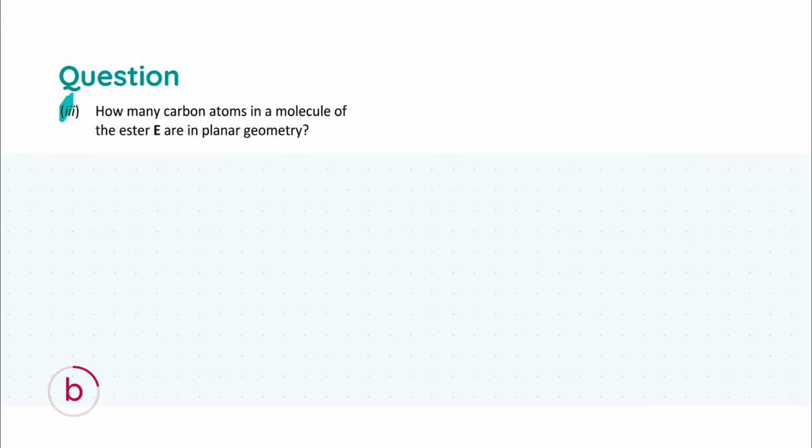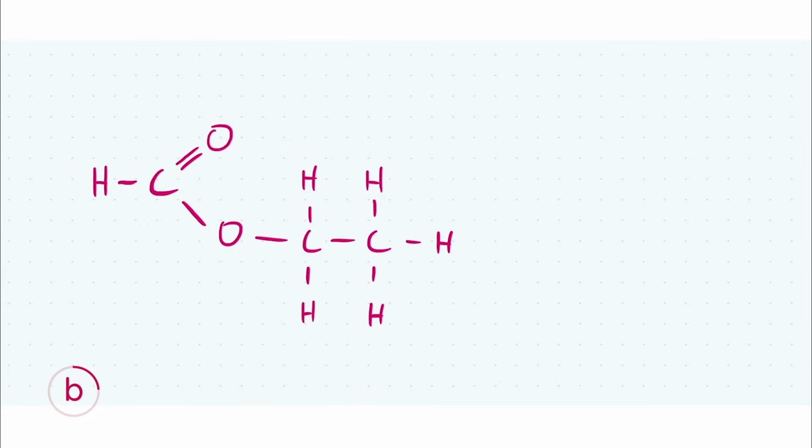So moving now on to part 3 here, we're asked how many carbon atoms in a molecule of ester E are in planar geometry. So basically what we need to do is use ester E, which we were working on in the previous question, to answer this question, which is how many of these carbon atoms are in a planar geometry. Now, planar geometry, just to give you a bit of a refresher, is to make sure that all of the bonds are lying in the same plane. So the way I'm going to tackle this is by copying the structure that we got from the previous question, and from there we're going to try and solve this.